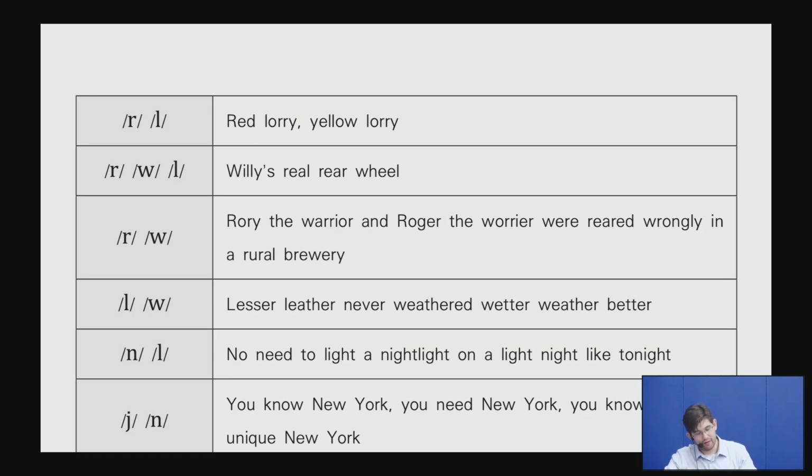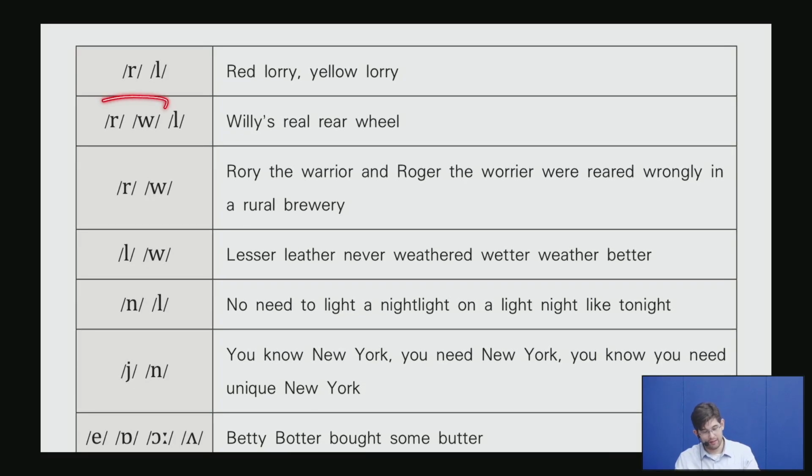It is red lorry, yellow lorry. And this one, we try to do it as quickly as possible, so let's see if I can do it. Red lorry, yellow lorry. And again, we try to go faster. Red lorry, yellow lorry. And as fast as possible. Red lorry, yellow lorry. And keeping our clarity as we speak it.